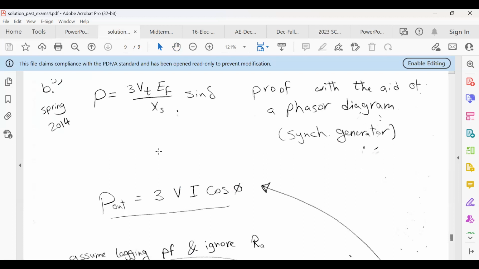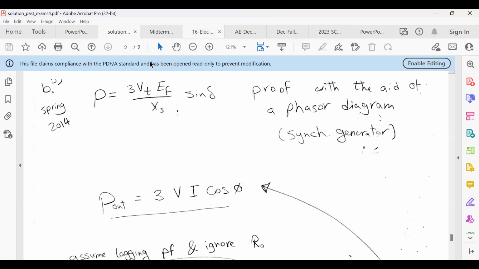Again, this one is on our website. So in spring 2014, they provided you with the same equation, and they asked to prove it with the aid of a phasor diagram for the synchronous generator, of course.